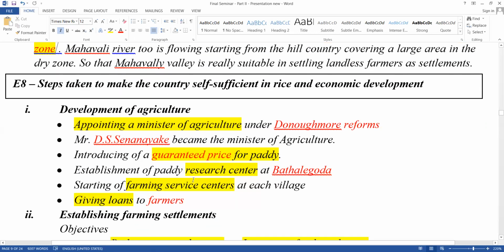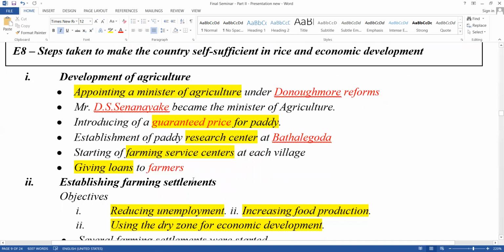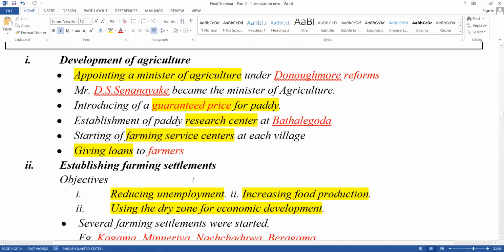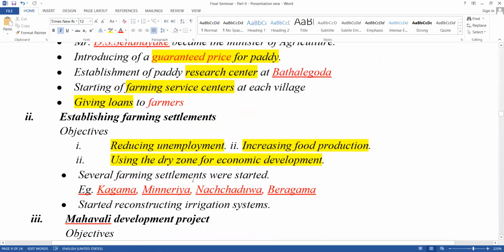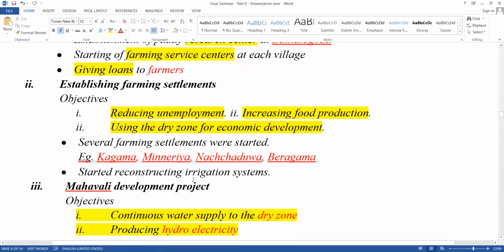So about the establishment of farming settlements, we have just discussed the three objectives: reducing unemployment, increasing food production, using the land of the dry zone for economic development. Those are the objectives of farming settlements. And even these several farming settlements were started, and Mahaweli development project objectives also we discussed: continuous water supply to the dry zone and producing hydroelectricity.